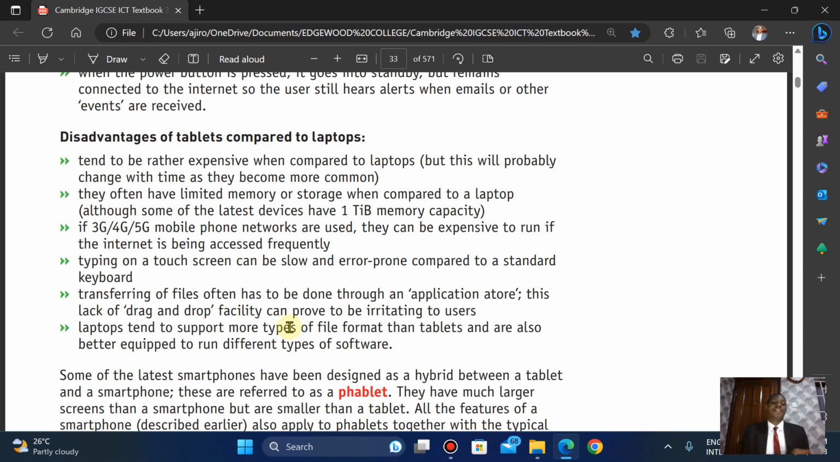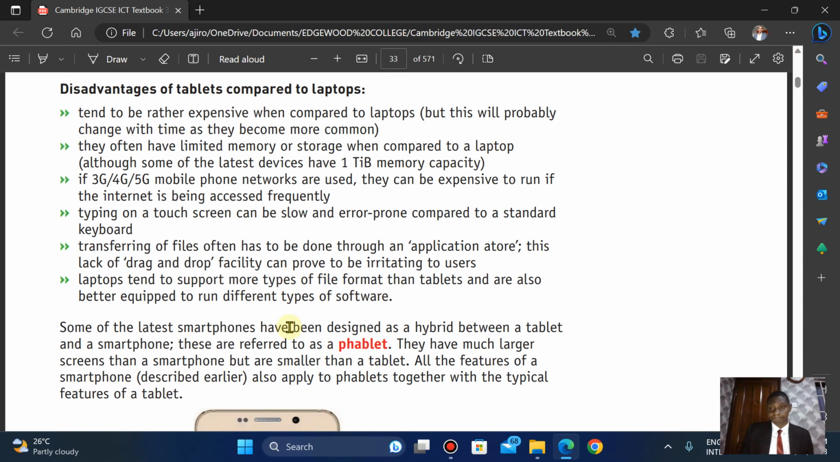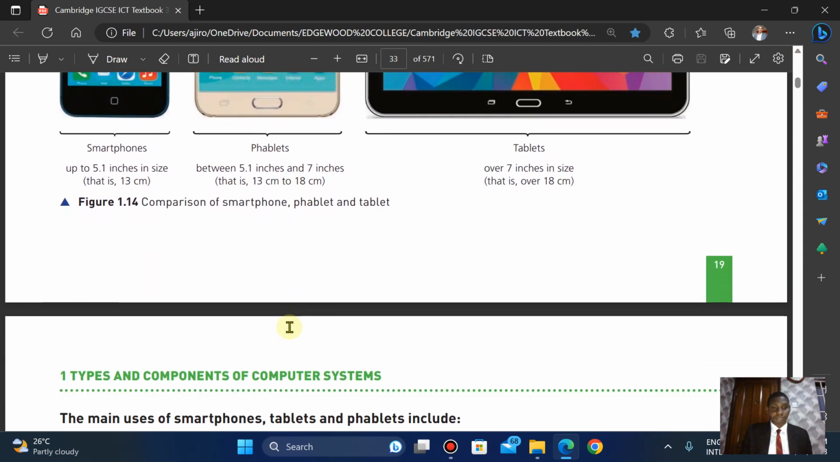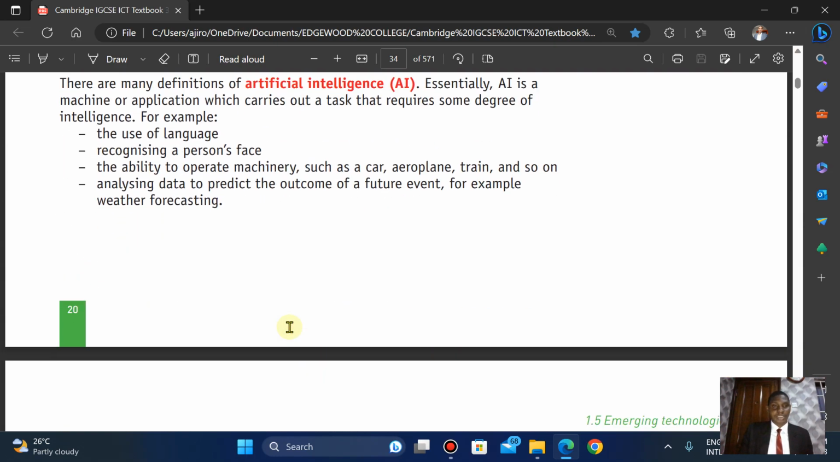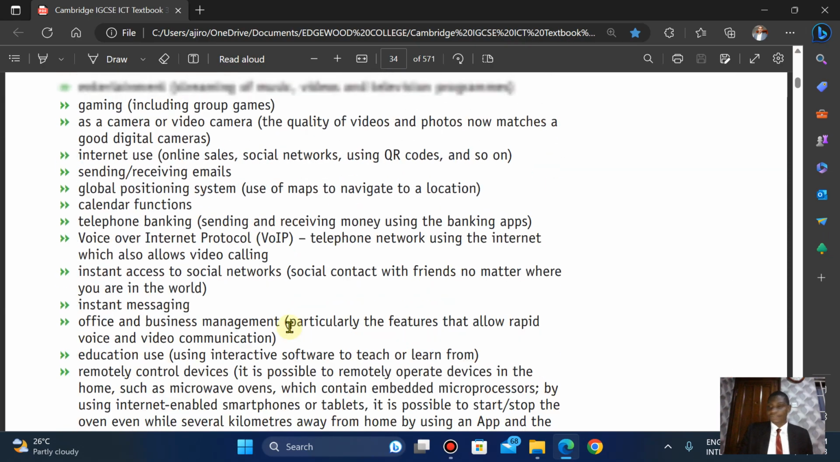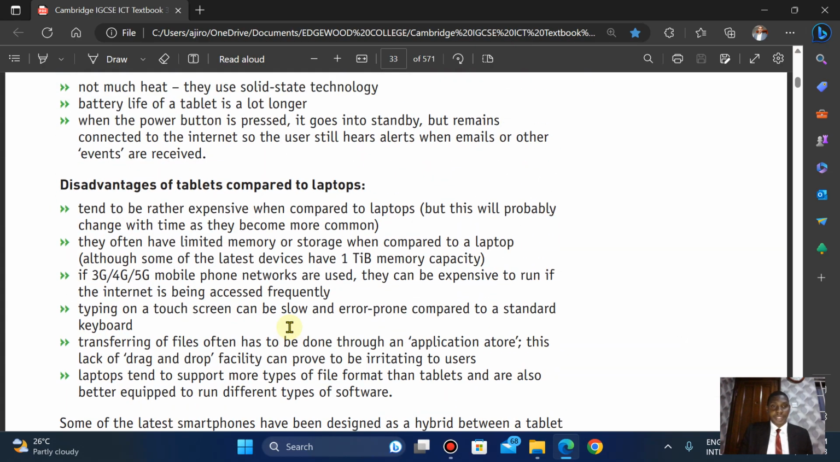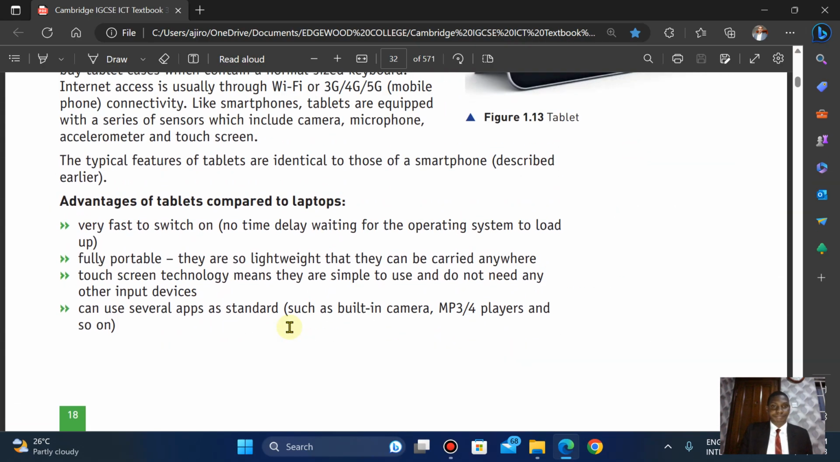Okay, transferring of files has to be done through what we call an application. That is drag and drop facilities, which can be quite irritating to users. Another disadvantage is that laptops tend to support more types of file formats than tablets. And I think, okay, let's talk about this, and then I think that will be all.